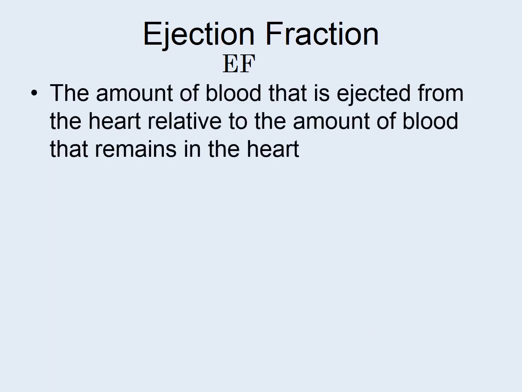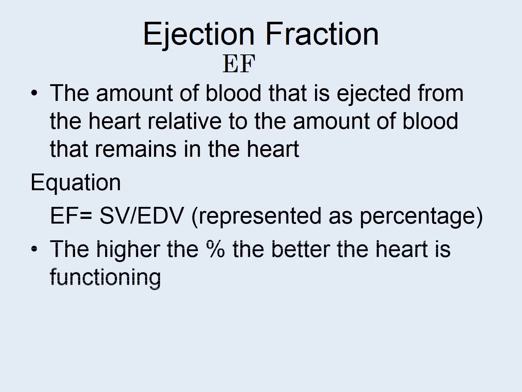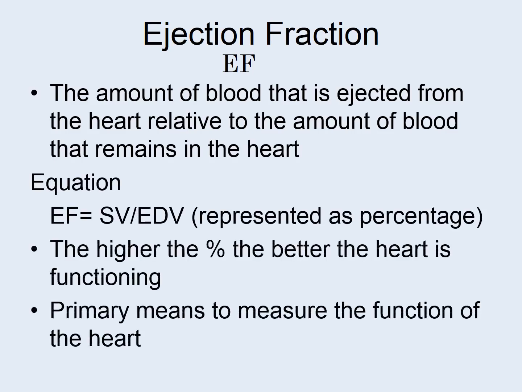Going hand in hand with cardiac output, in measurements of overall determinants of cardiac health and function, is ejection fraction. Ejection fraction is the amount of blood that is ejected from the heart relative to the amount that is filling the heart. We look at it in terms of an equation: EF, ejection fraction, equals stroke volume, SV, divided by end diastolic volume, EDV.